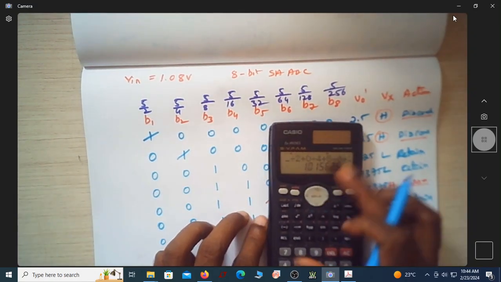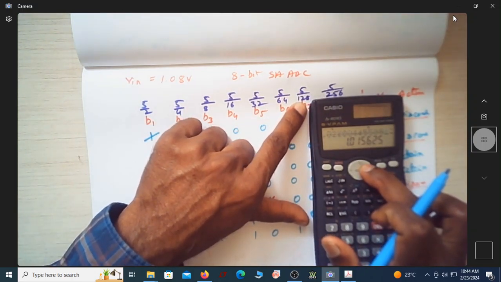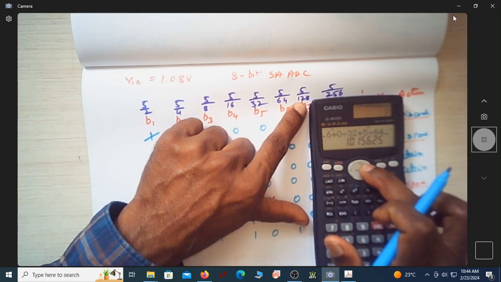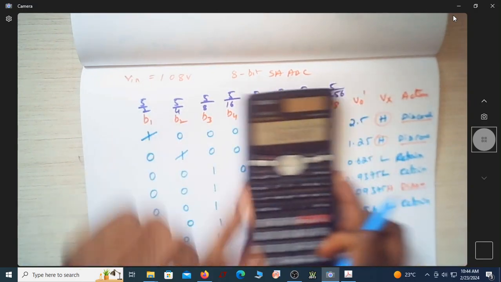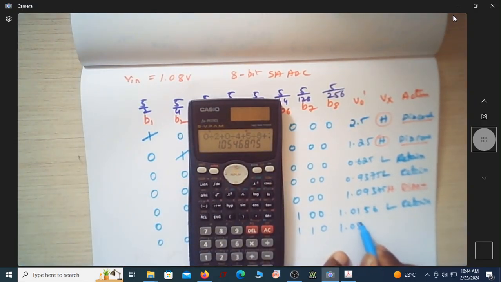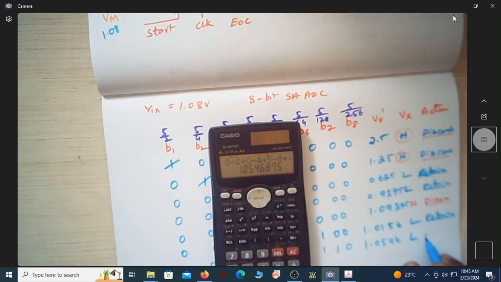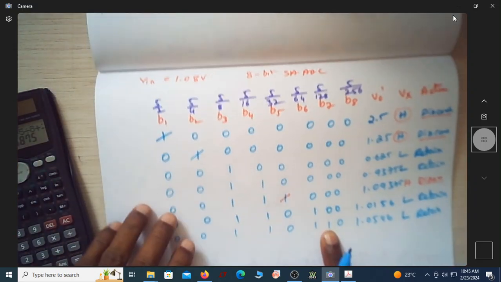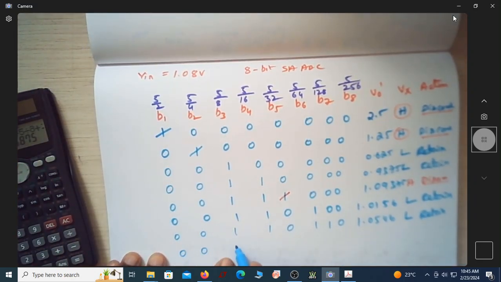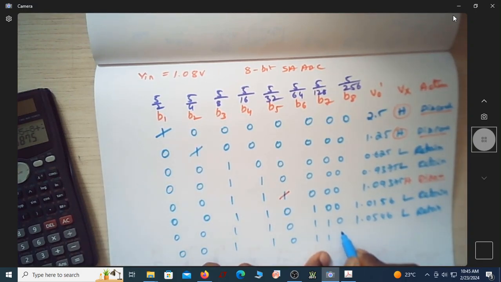So what I have to do now? This is actually 1 corresponding to 5 by 128. So let me add that 5 by 128. So it is now 1.0546. So this is still less than 1.08. The output of the comparator is low. You retain the bit. So this is now 1 1 0 1 1. Till here you retain and then you make this also 1.